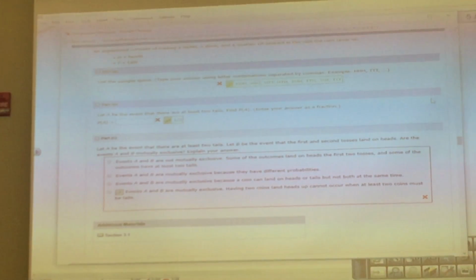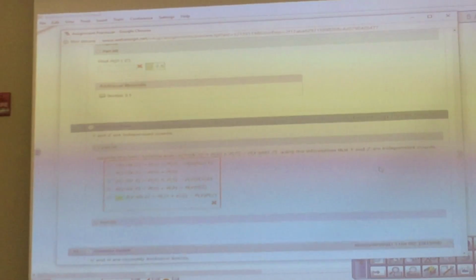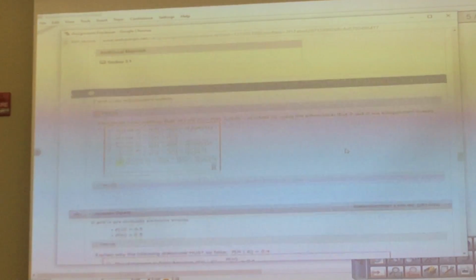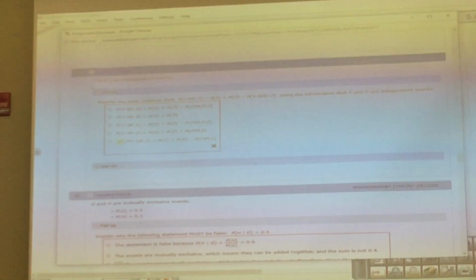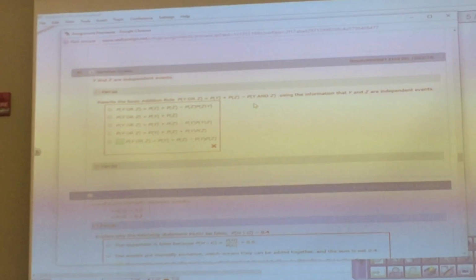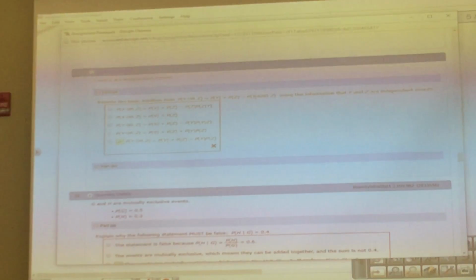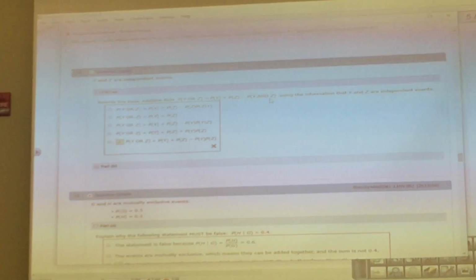So this is what you guys gotta start getting and thinking a little bit more, getting into the question. So the probability of Y and Z are independent. So if Y and Z are independent, the probability of being Y and Z would be what?